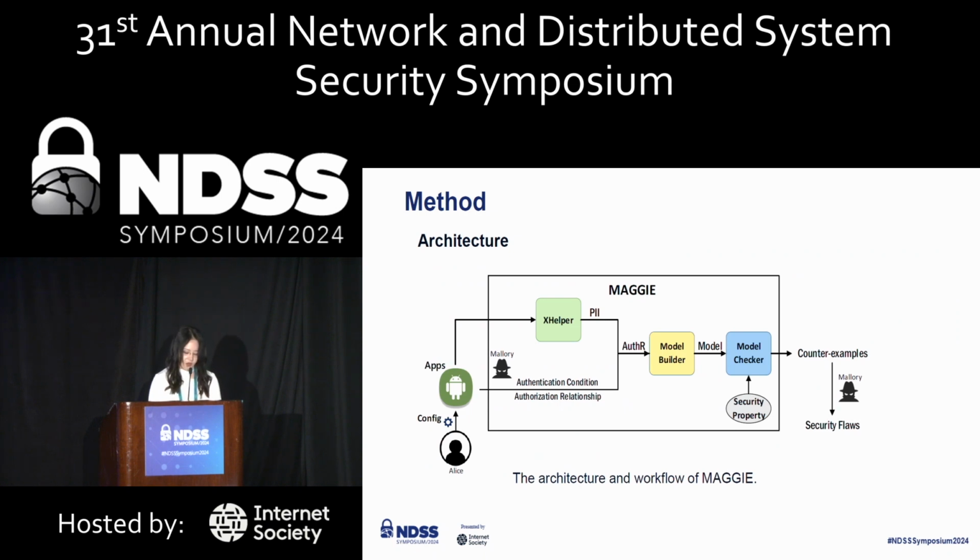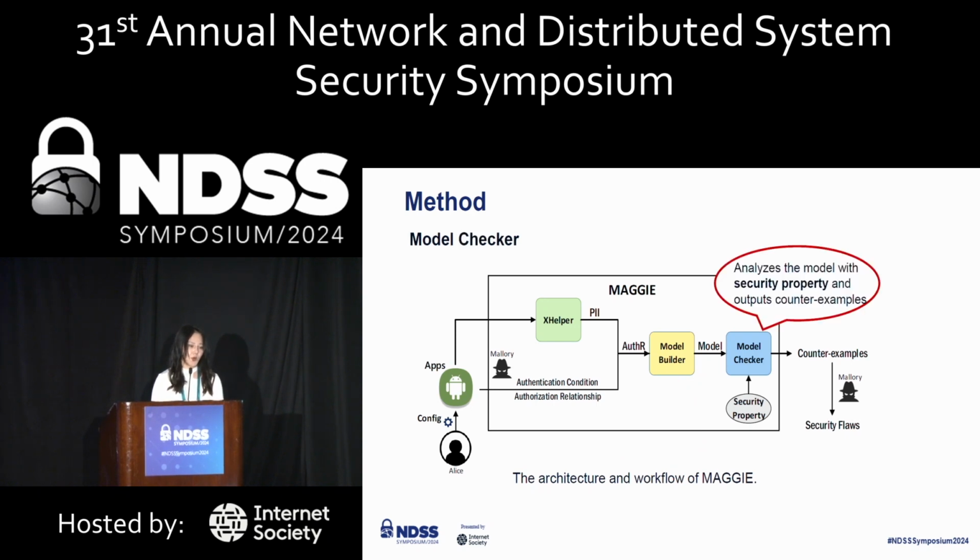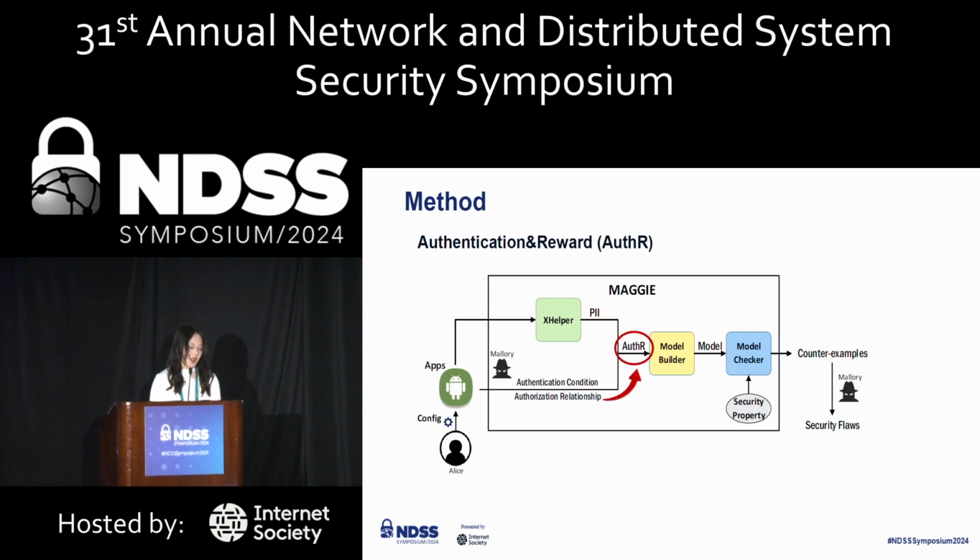To achieve our goal, we proposed a semi-automatic system called MAGGIE. MAGGIE includes 3 core modules: an auxiliary tool helper that exploits the UI to help gather available PII in apps. A model builder generates the state machine model, and a model checker analyzes the model with the security property and outputs counterexamples. Authentication rewards describes the authentication requirements of an app operation and the PII that could be obtained after authentication is completed.